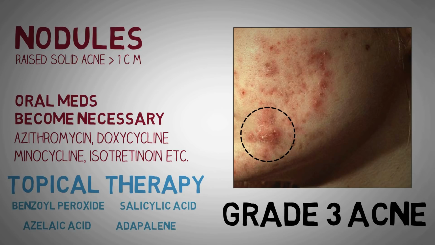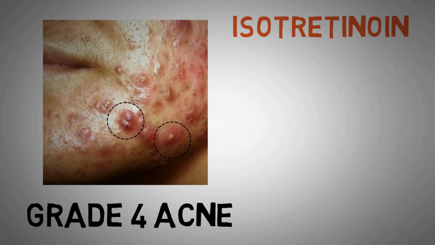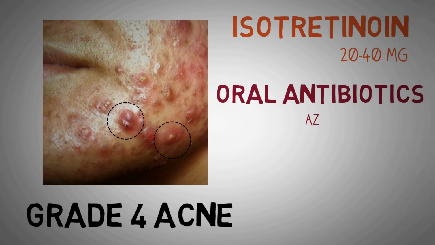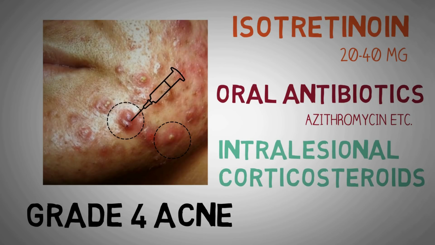If you have grade 4 acne, you need to consider taking oral isotretinoin. This is the main drug for the treatment of these type of acne and is usually started at 10 to 20 milligrams per day and gradually increased up to 40 milligrams. In addition to isotretinoin, you should also take oral antibiotics like tetracyclines or macrolides like azithromycin. In stage 4 acne, we also use intralesional corticosteroids, which are basically using a very small syringe to inject steroids like triamcinolone directly into the acne cyst.